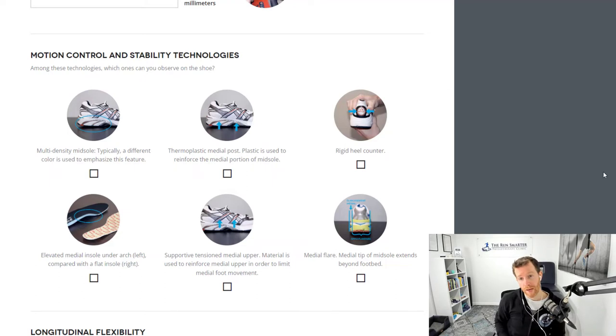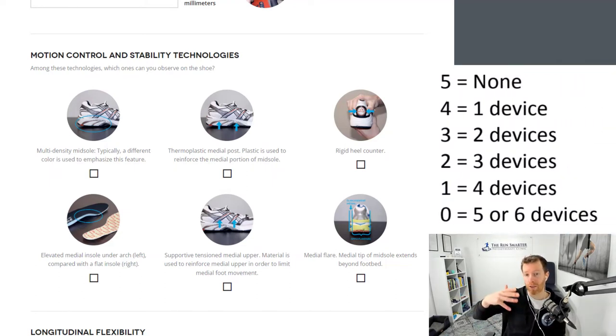So we rank these by seeing how many of these technologies are present in that shoe. If it doesn't have any of these technologies, you can rate that a 5. If it has all of these technologies, you can rate that a 0.